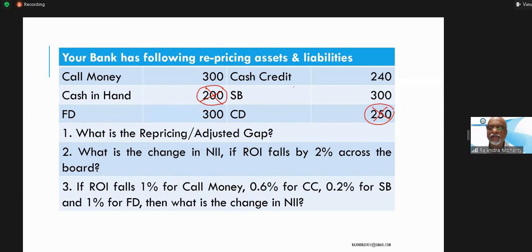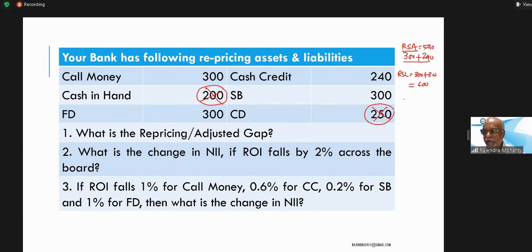So now how much is the asset? Asset is 300 plus 240. So your RSA is 540. So what will be RSL? RSL is 300 plus 300 FD, 300 plus 250. So 600 is your RSL.